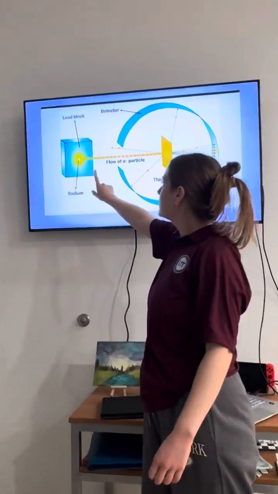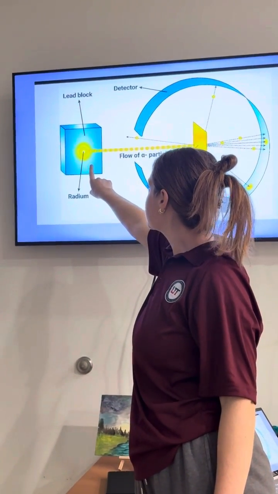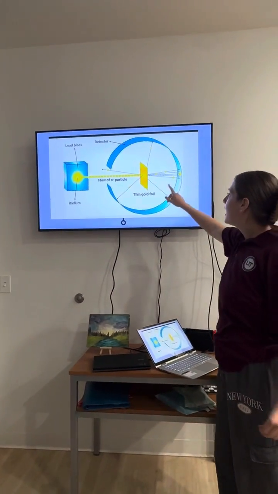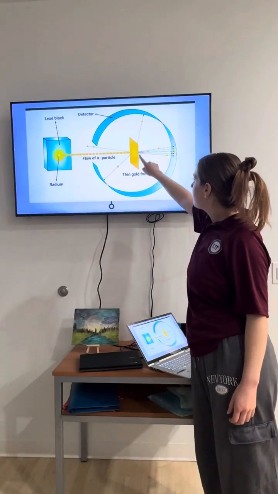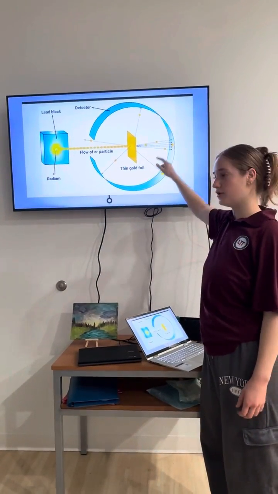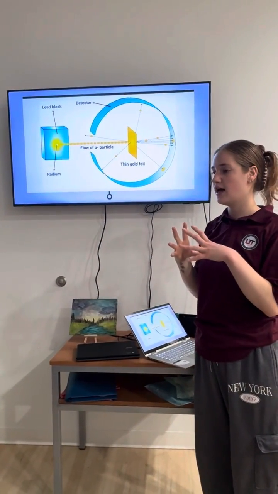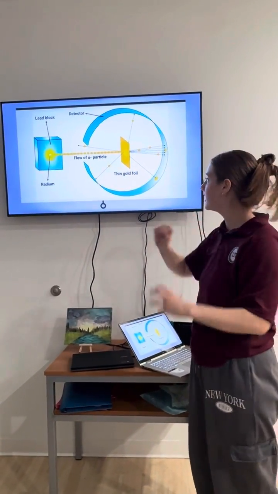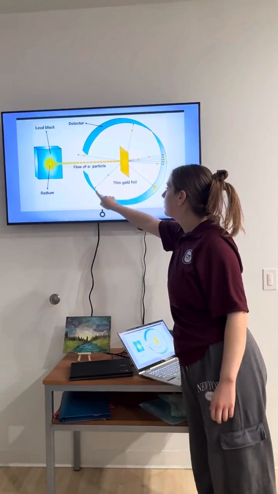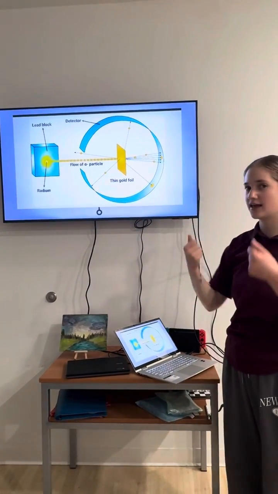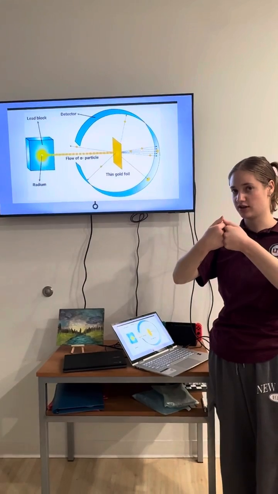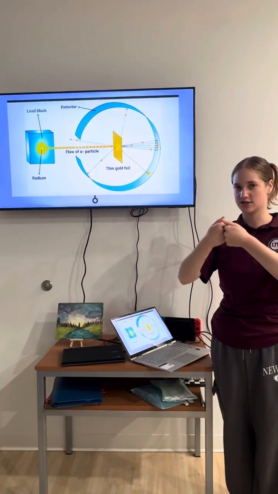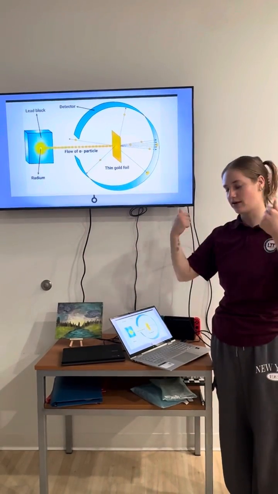And then this is the gold foil experiment. They used a light source that had a flow of alpha particles, which are positively charged, and some of them were able to go through the gold foil, which showed evidence that there was empty space between the nucleus and the electron cloud. Some of them also ricocheted off, meaning they clashed into that positively charged nucleus, and the same charges are going to repel, so they bounce right off of each other.